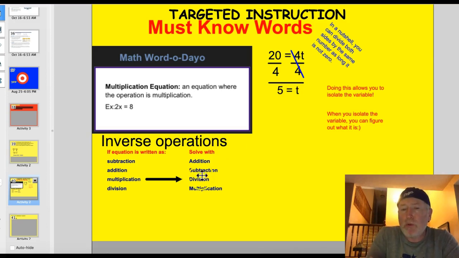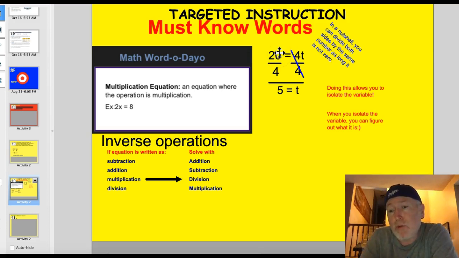So the rule, in a nutshell, is that you can multiply or divide both sides by the same thing, as long as that number is not 0. And so that's why it talks about that up here. I could multiply this number by 10 if I wanted to, as long as I multiplied this by 10.